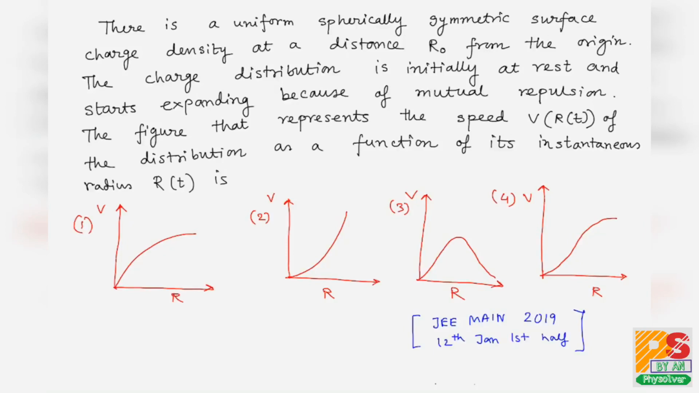There is a uniform spherically symmetric surface charge density at a distance r0 from the origin. See, the diagram: suppose this is the origin and this is the spherical charge distribution. It has an initial radius of r0.